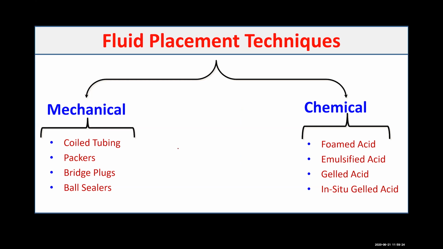One we call mechanical, where you use some sort of mechanical equipment to better distribute the acid. The other is called chemical, where we use chemicals for diversion. Mechanical methods include coiled tubing, packers, bridge plugs, and ball sealers. For chemicals, we have foam acid, emulsified acid, and gelled or in situ gelled acids.